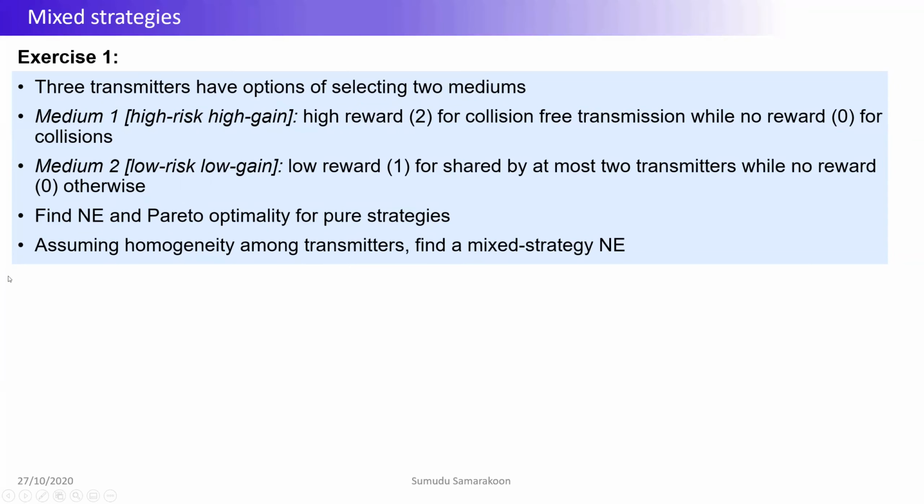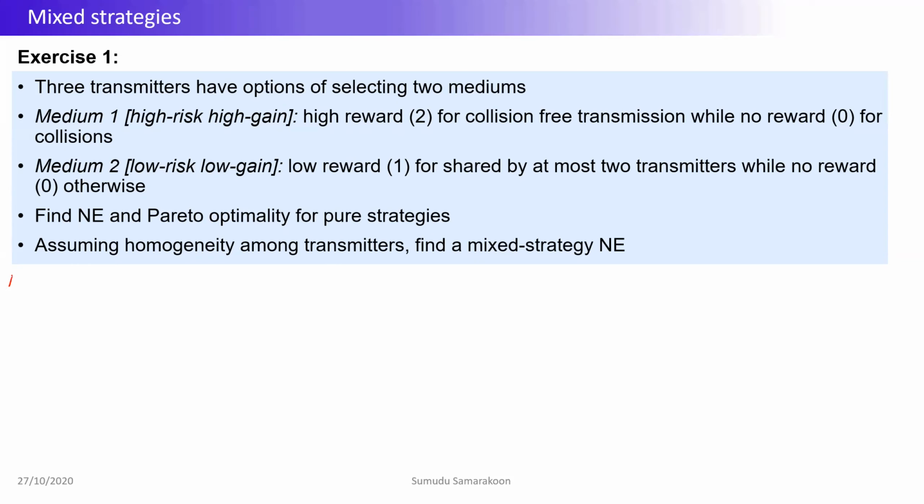Okay, let's move to 2 exercises. I recommend you try first, then check the results. We consider 3 transmitters accessing 2 mediums given different rewards. Medium 1 can be accessed by only 1 at a time, whereas medium 2 can be accessed by at most 2. I'll consider the 3 transmitters as A, B, and C.